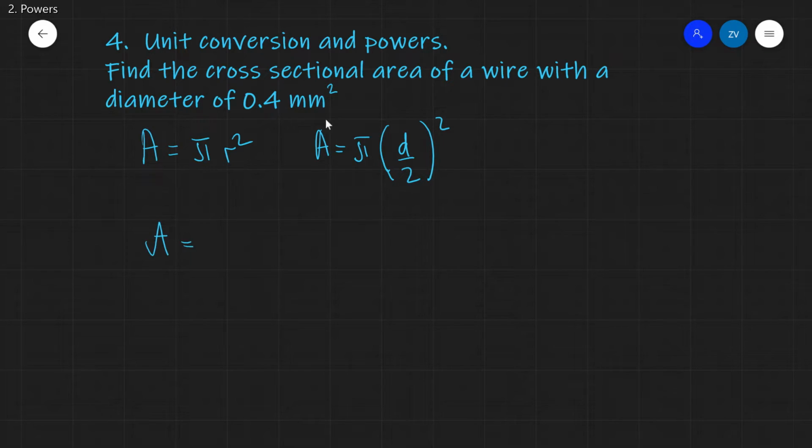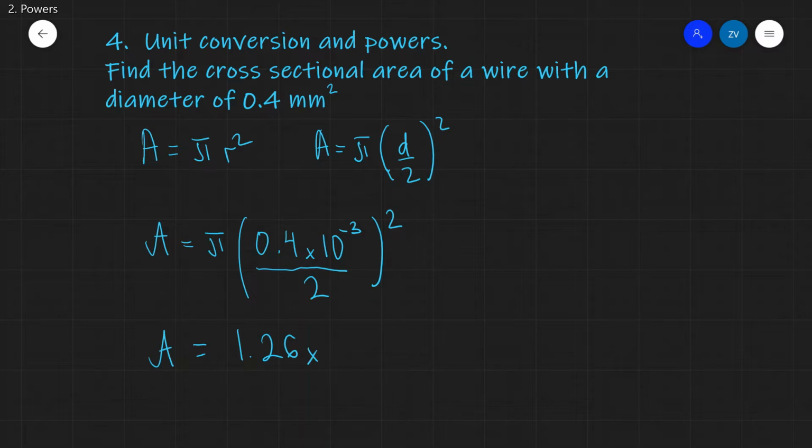The area will then be equal to pi, and the diameter is 0.4 millimeters. Remember, milli stands for 10 to the power of -3. We're going to divide that by 2, and then we're going to square this whole expression, 0.4 times 10 to the power of -3 divided by 2, with our calculators. The area will then be equal to approximately 1.26 multiplied by 10 to the power of -7 meters squared.